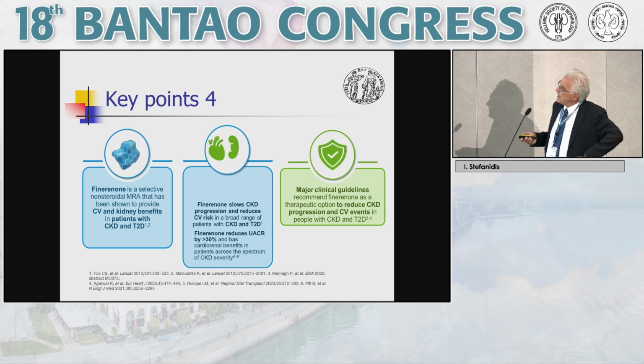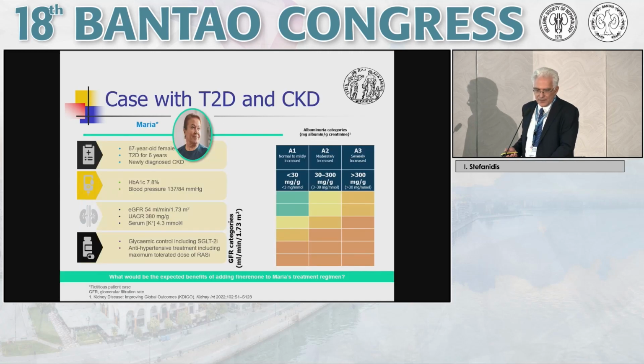I want to conclude: finerenone is a selective non-steroidal MRA that has been shown in these studies to provide cardiovascular and kidney outcome benefits in patients with diabetic nephropathy. It reduces urinary albumin by more than 30% with expected cardiorenal benefits in these patients with different severity of chronic kidney disease. And most guidelines recommend finerenone as a therapeutic option in diabetic nephropathy to reduce renal and cardiovascular outcomes independent from other treatments.